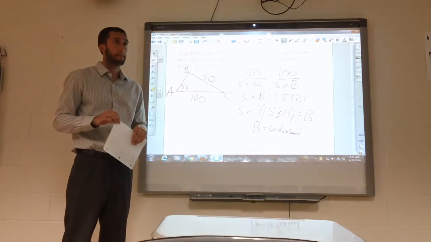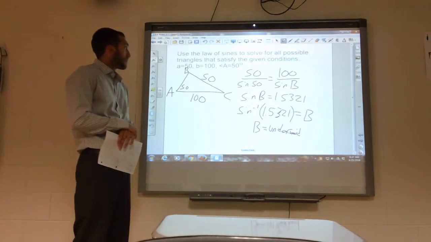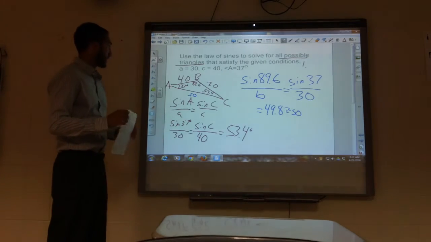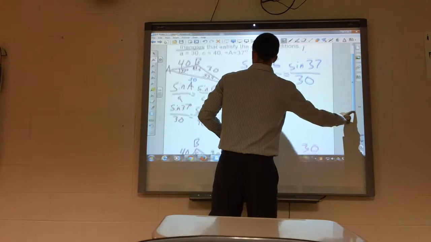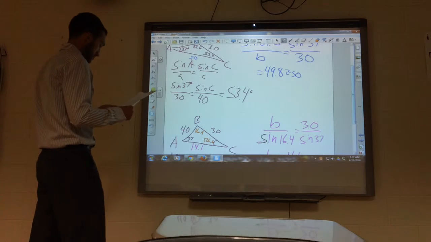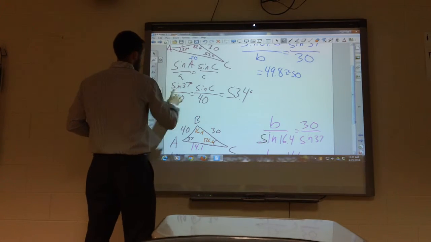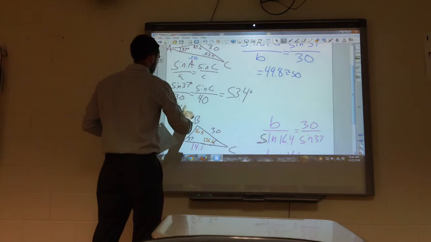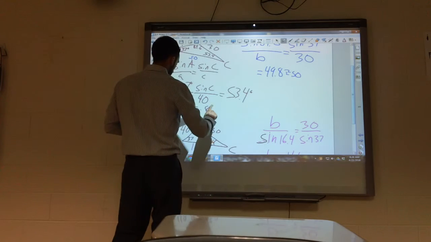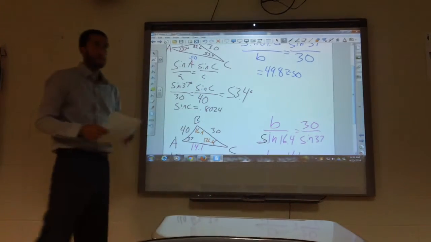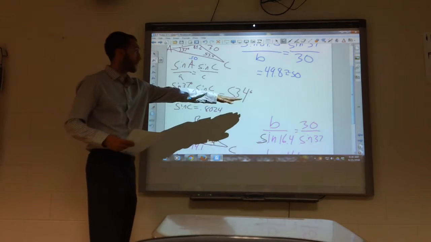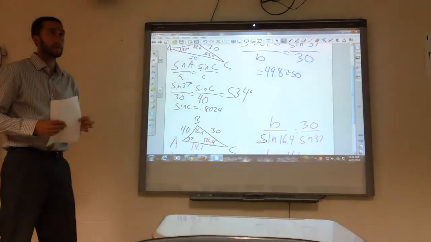So what exactly makes this one different from the other ones where you have to use the inverse? We had to use the inverse for the last one too. I just didn't show it. Right here, when we did this computation, we would have gotten sine C equals 0.8024. It's less than one, so we can do it. Then you do inverse sine of 0.8024. That's how we got our angle C of 53.4. So you do the regular sine first, and then you take the inverse of it.